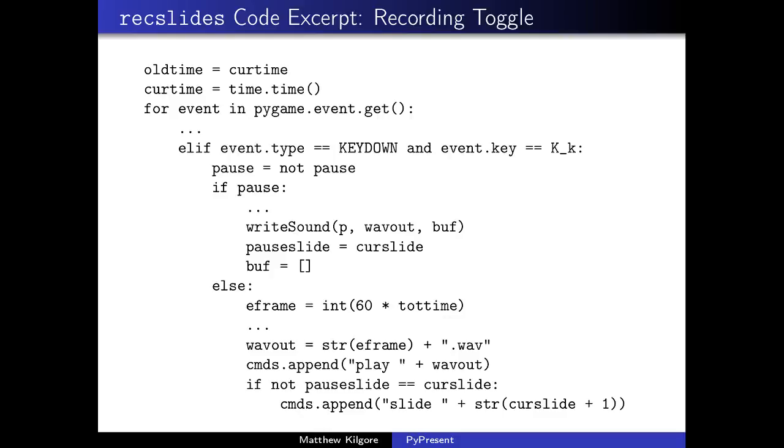And we use them to record how long we've been listening. And when we press K, if we've toggled it to pause, we write everything we have. And if we're toggling it to unpause to record, then we get the effective frame we're on from total time, which is another variable we added for real-time control. And we measure a corresponding new name for our WAV file. The WAV file, of course, is the file we record the sound in.